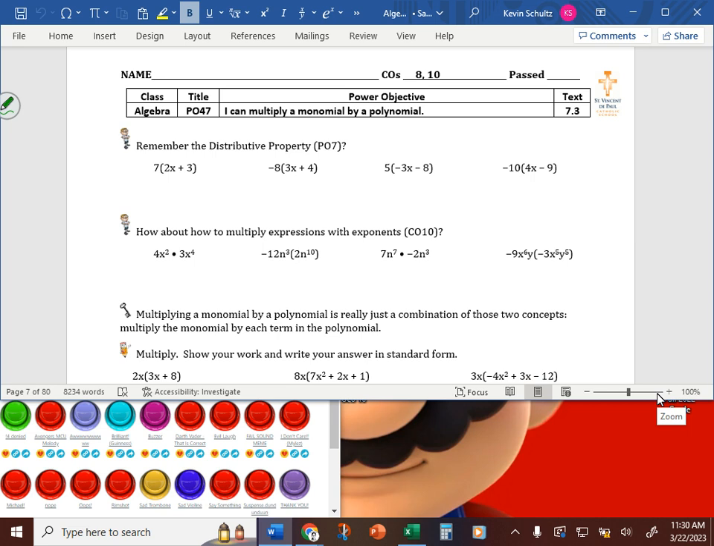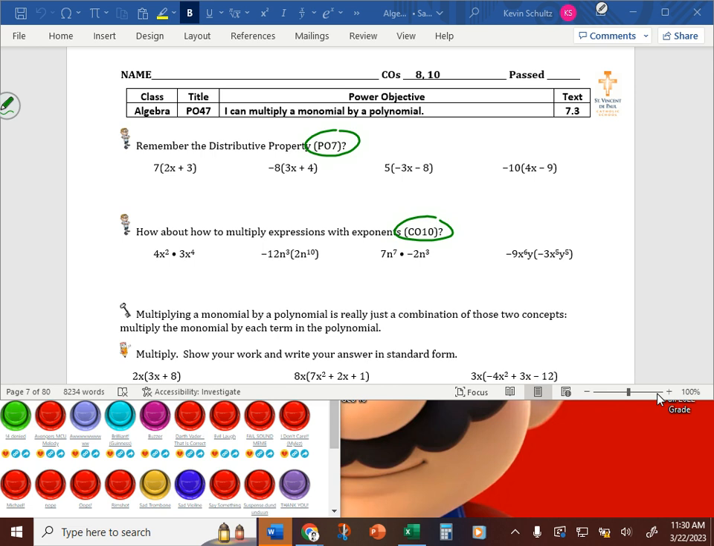With multiplication, however, things are a little bit different. And in fact, if you look back at PO7 and CO10, you will find that you've done PO47 before. This is the only time when 7 plus 10 will equal 47. Because multiplying a monomial by a polynomial, or a one-term expression by any number, is really just the combination of these two things. So let's review. How do you distribute?